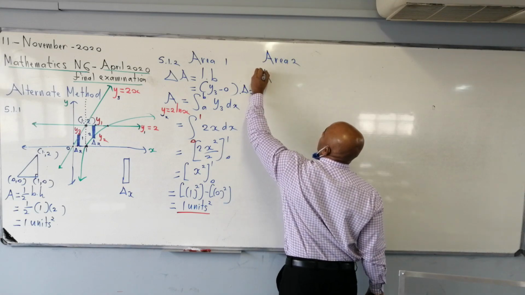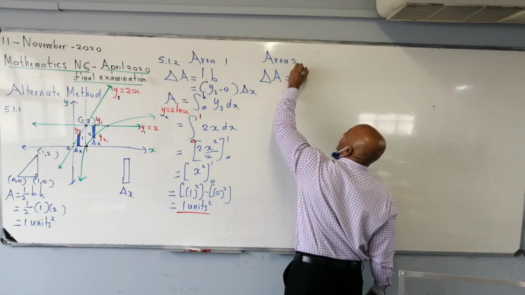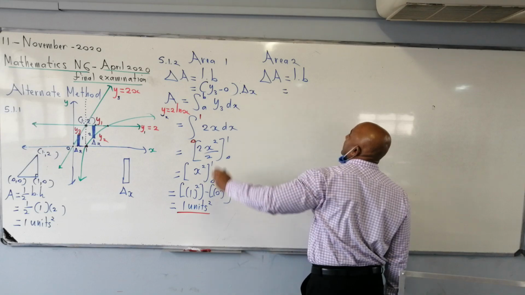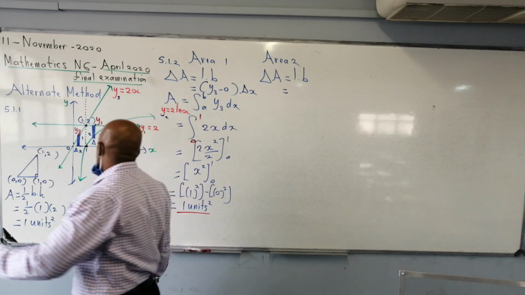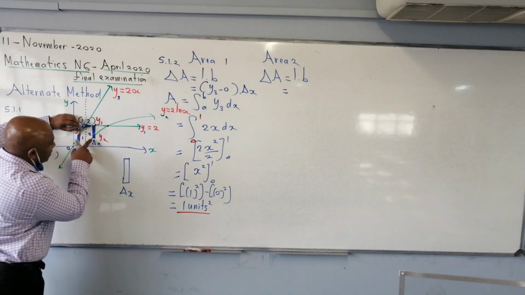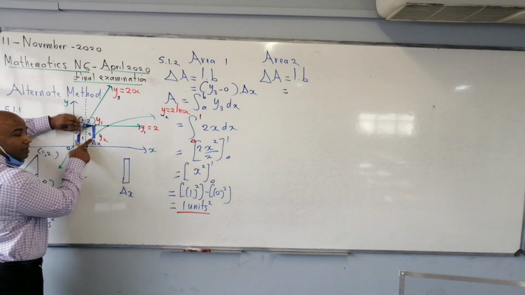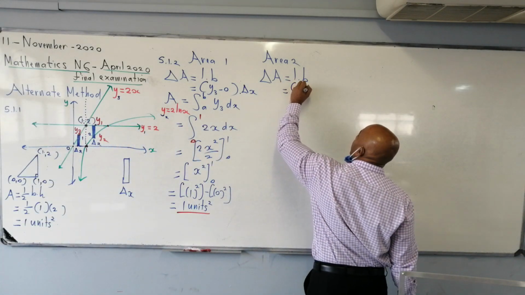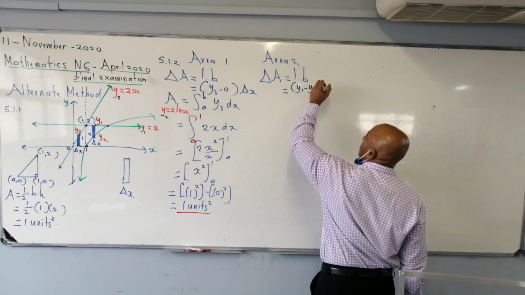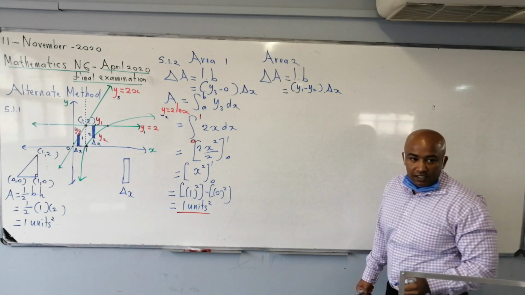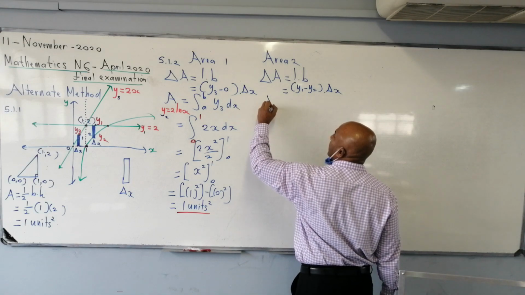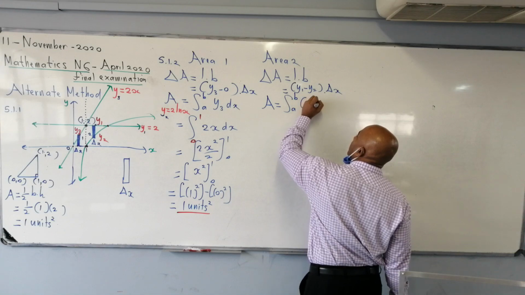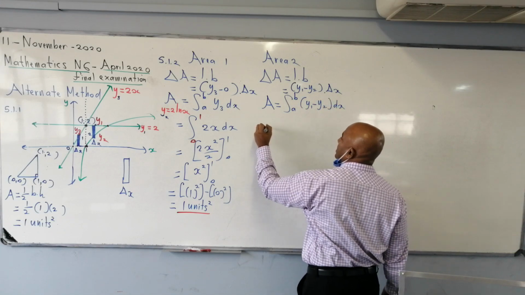So for area 2, we're going to say delta A is equal to length times breadth. So what is the length for area 2? You check the top and the bottom. The top is y1, the bottom is y2. So the length is going to be y1 minus y2, times the breadth there, which is delta x. Now, for the total area 2, we're going to integrate, so that's from a to b, of y1 minus y2 dx.